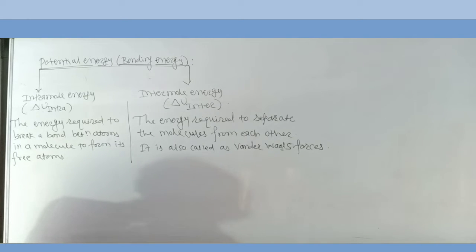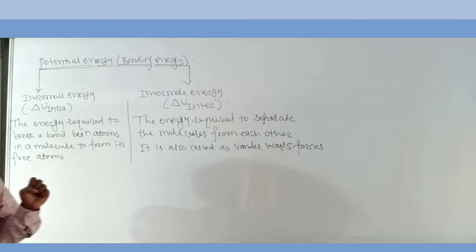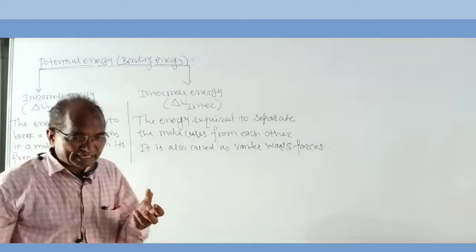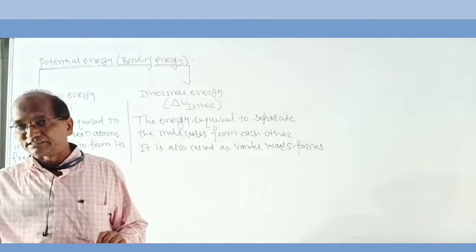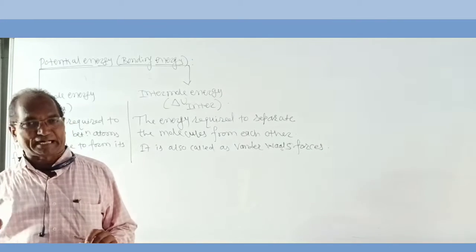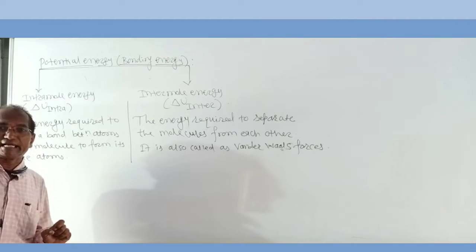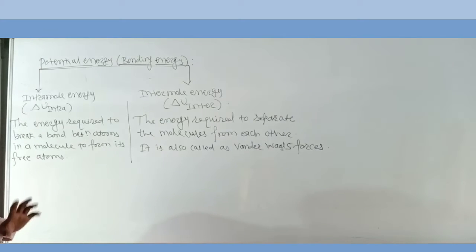Then we see the second type of internal energy, that is the potential energy or bonding energy. The potential energy or bonding energy is energy required. Kinetic energy is given by the particles and bonding energy is required to the particles. This is the difference between kinetic energy and potential energy.